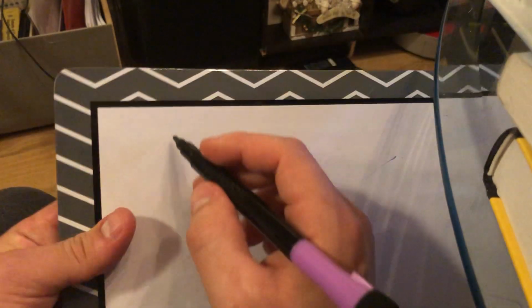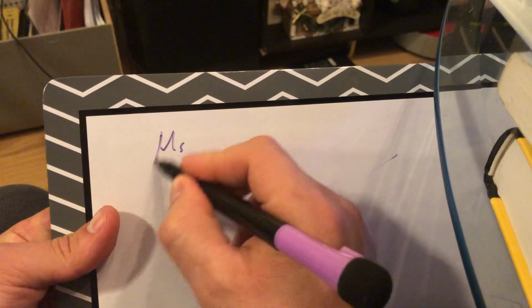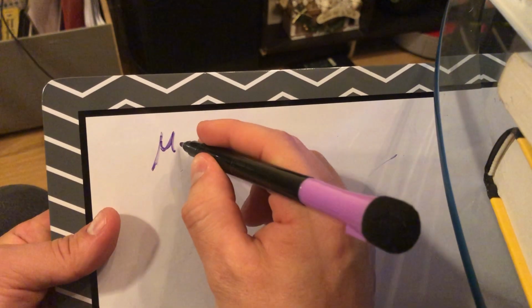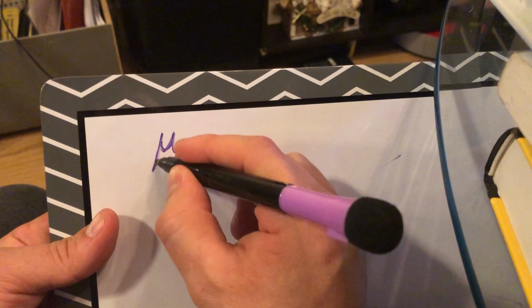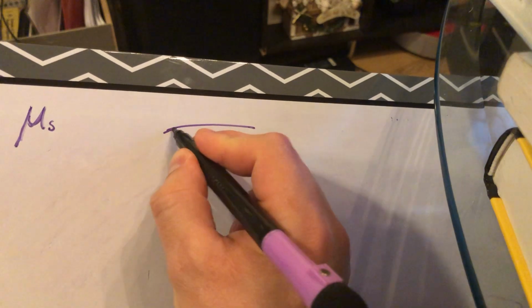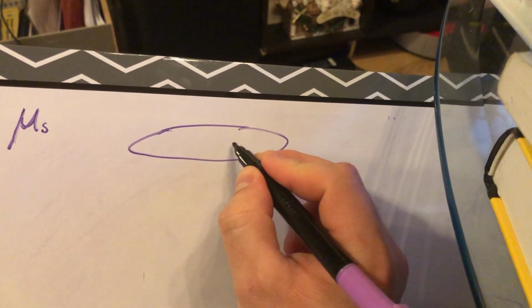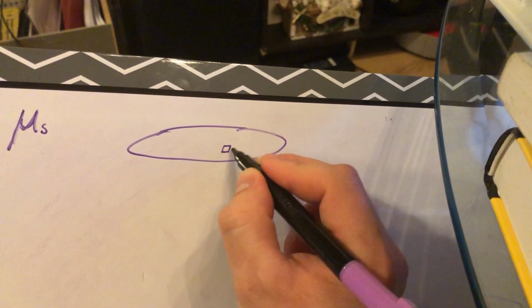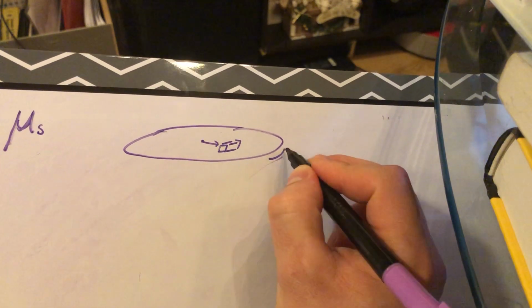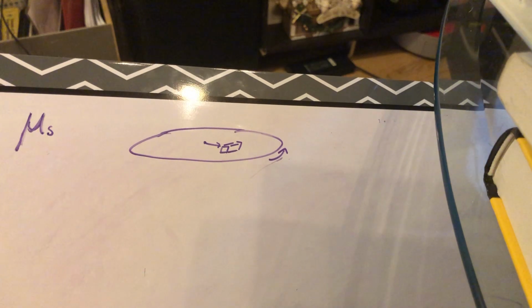Okay, so we want the coefficient of static friction. Not to be confused with the coefficient of kinetic friction, because that's different. We can do a drawing. Let's do a drawing. That's what's happening.